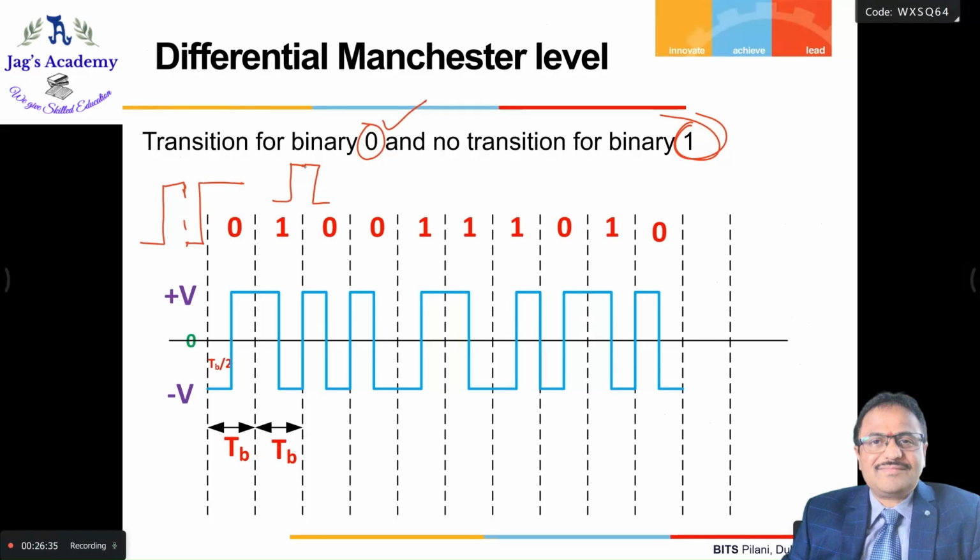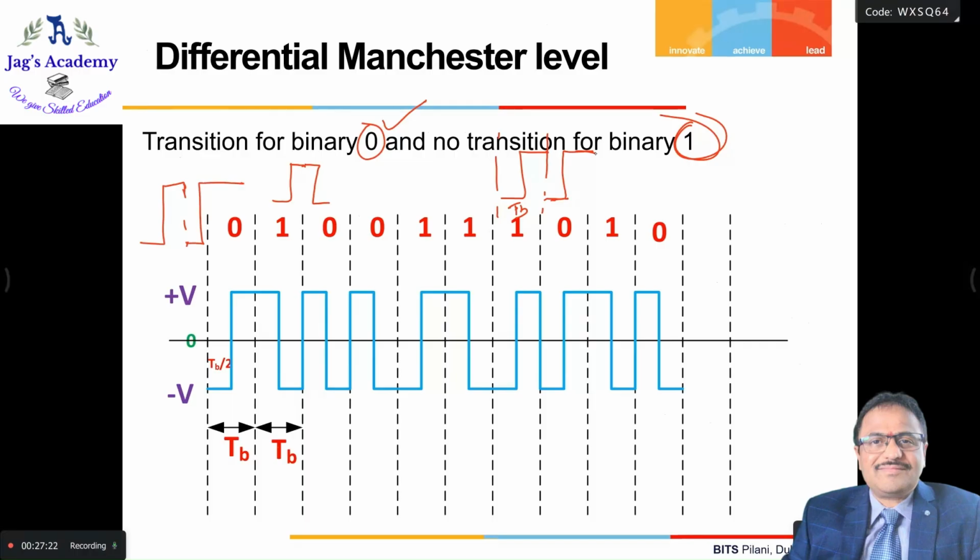I will give an example. Through this example, you will come to know. See here. 0 means there is a transition, right? See, transition means if the previous one is like this, suppose this is your TB, transition means this level should change. If it should have a transition like this, this is a transition. The level will change from here to here. This is called transition.